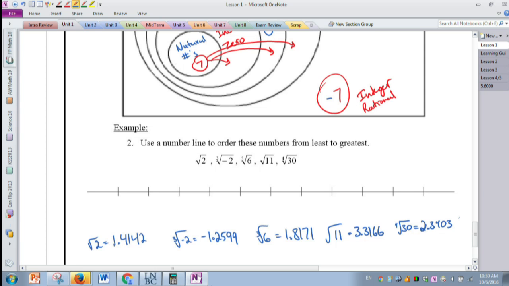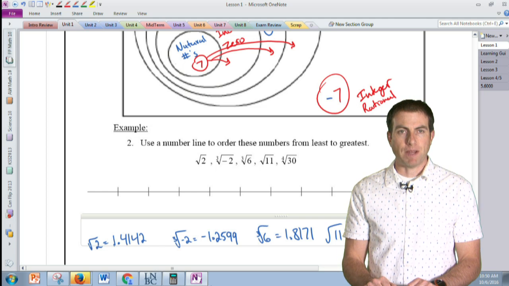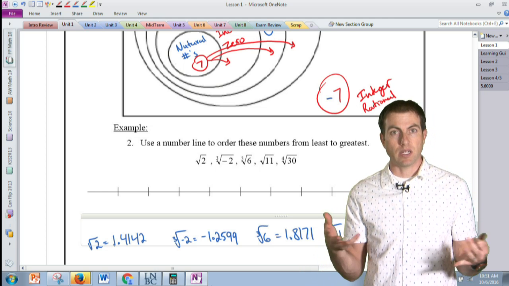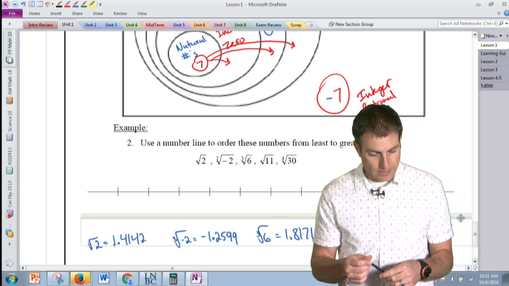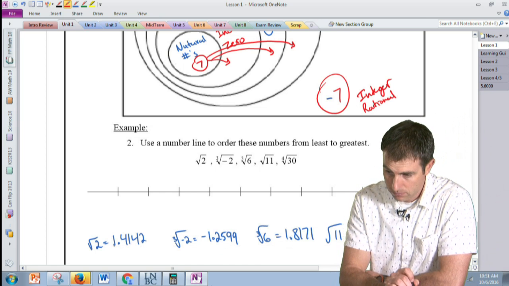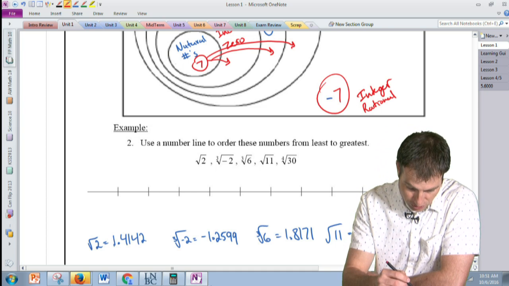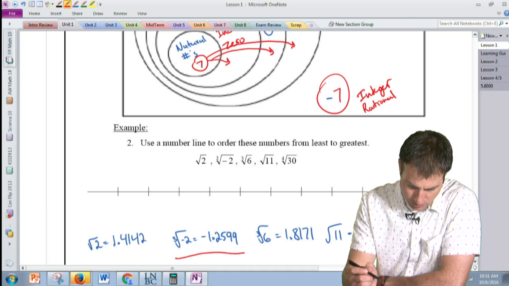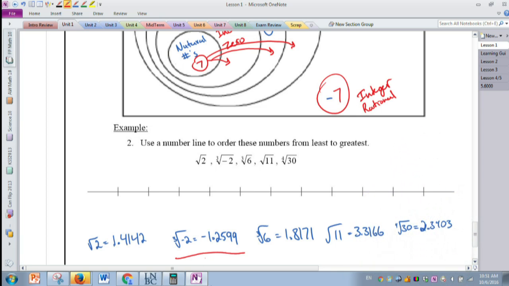All right. So I need to put these things on my number line. I've written down approximations for each of them, but we want exact things on our number line. So what I'm going to do is find the smallest and the largest, and then label my number line from there. So if I look, let's see if I can find the smallest. I have negative 1.2. I think that's the only negative one I have, so this is going to be my smallest. And then my largest, the square root of 11 is 3.3. So this guy is my largest.